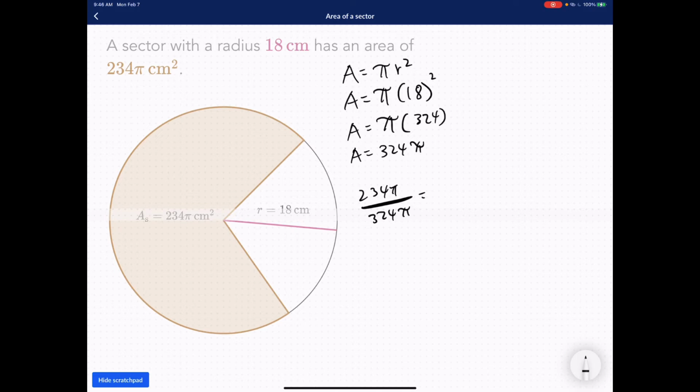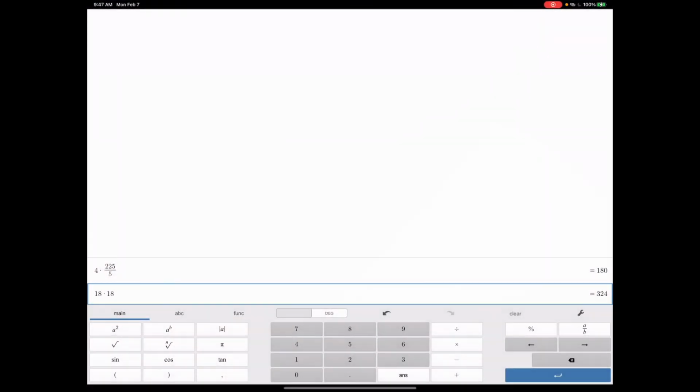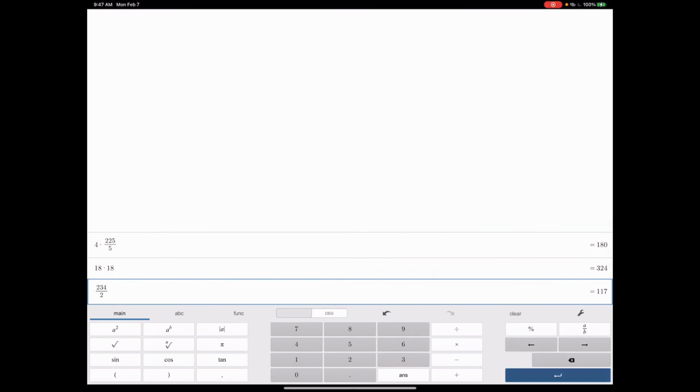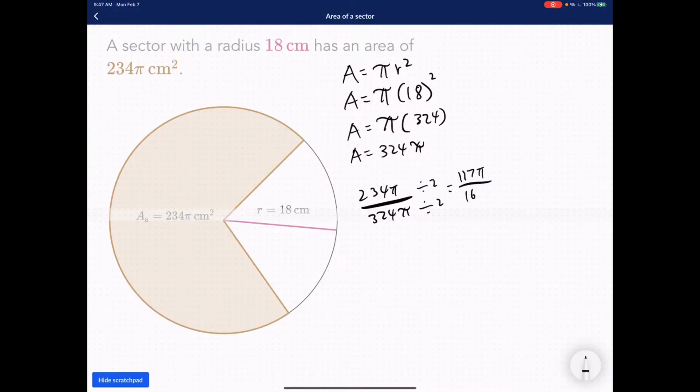Okay, and so we're gonna go ahead and simplify that. Let's just divide by 2's and then simplify it from there. So I'm going to divide the numerator and denominator by 2. 234 divided by 2 is 117, so 117 pi. And then 324 divided by 2 is 162. And I think that might actually be the simplest form.